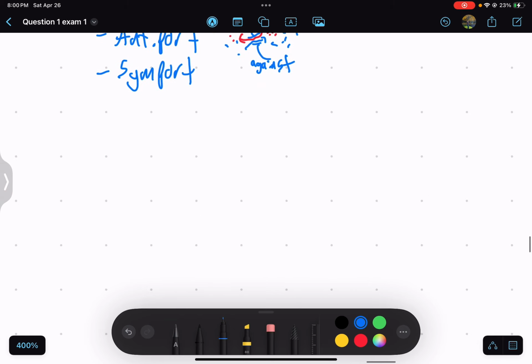With symport, you're going to have a similar thing, except one is going to go with its gradient, sorry, and the other is going to go against its gradient. But they're both moving in the same direction.